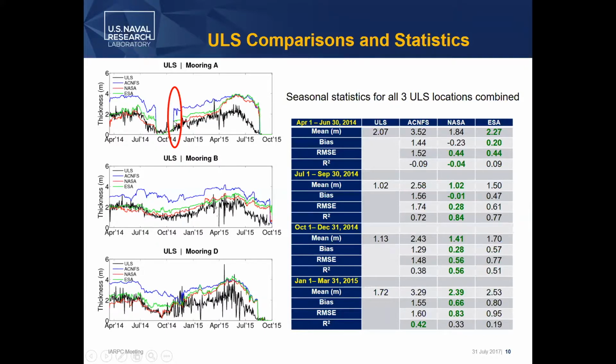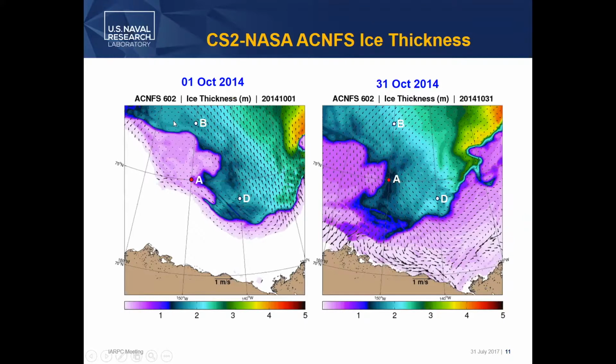And we're attributing that, I'm now on slide 11, to advection of thicker ice. So here's location A, and this is on the 1st of October. Those are the other moorings B and D. But at A on October 1st, it's relatively thin ice. But by the end of the month, 30 days later, we can see thicker ice has now been advected into the area. So remember, all the models, all three of these simulations, are using the same atmospheric forcing. So it's helping to advect thicker ice into the region.